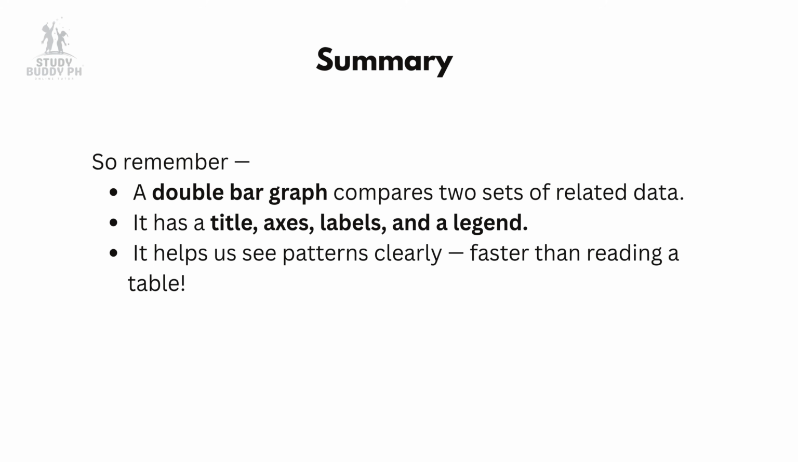So remember, a double bar graph compares 2 sets of related data. It has a title, axes, labels, and a legend. It helps us see patterns clearly, faster than reading a table.